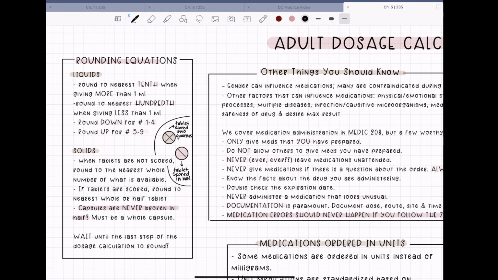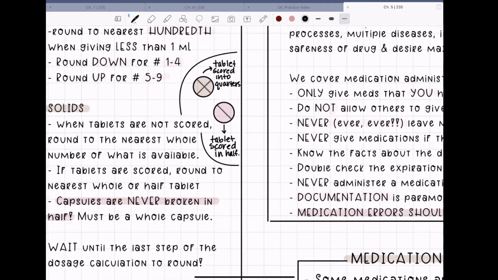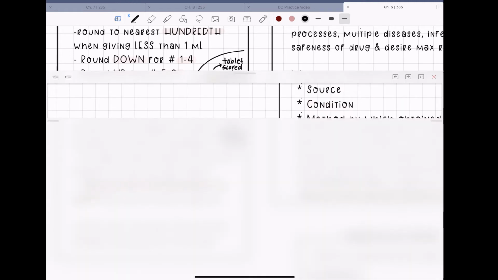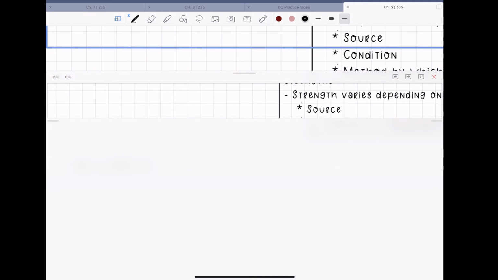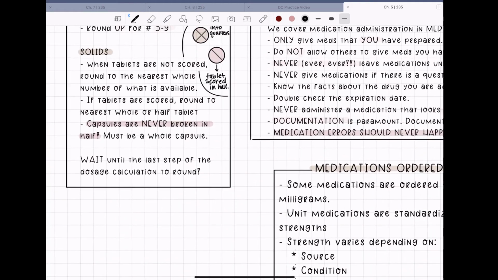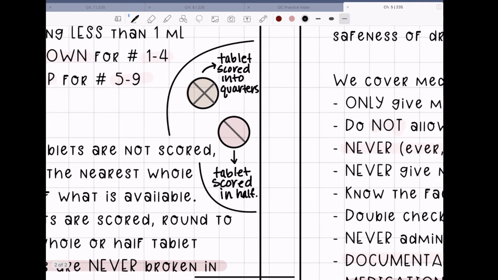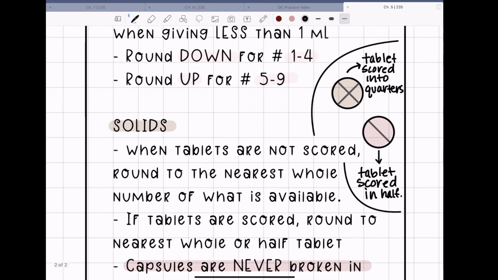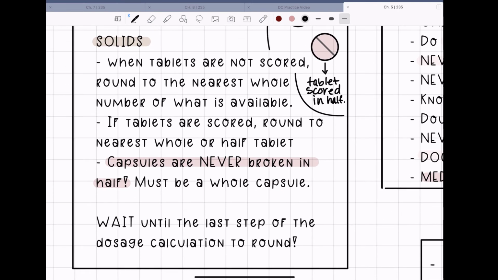Let me get rid of that. For solids, when tablets are not scored, so I drew a little picture here to show you what a scored tablet looks like. I'm sure you've seen this in real life, probably a bunch of times. But sometimes tablets are scored into fours or quarters, and sometimes they are scored in halves. And so if you can break it evenly in half, then it's scored in half. If you can break it into 4 parts, then it's scored into quarters. Usually to break a tablet into quarters, you're going to end up needing a pill cutter, even with scored lines, because it's very hard to get a perfectly equal dose just snapping it along those scored lines.